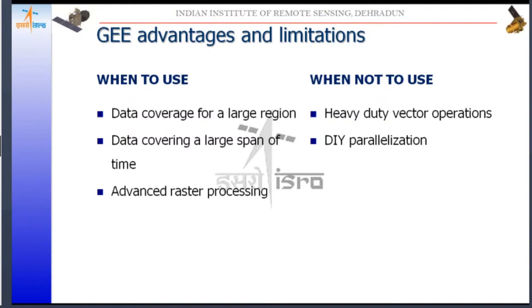But when we come to the limitations, we see that the Earth Engine is not recommended for heavy-duty vector operations, as currently the vector analysis capabilities on the Google Earth Engine are limited. The Earth Engine should also not be used when you want to influence the details of parallelization, because the price of liberation from these details is that you are unable to influence these values. So Google itself takes care of how your computation is managed, how your data is distributed, and how the parallelization is performed. You as a user have no control over these parameters.